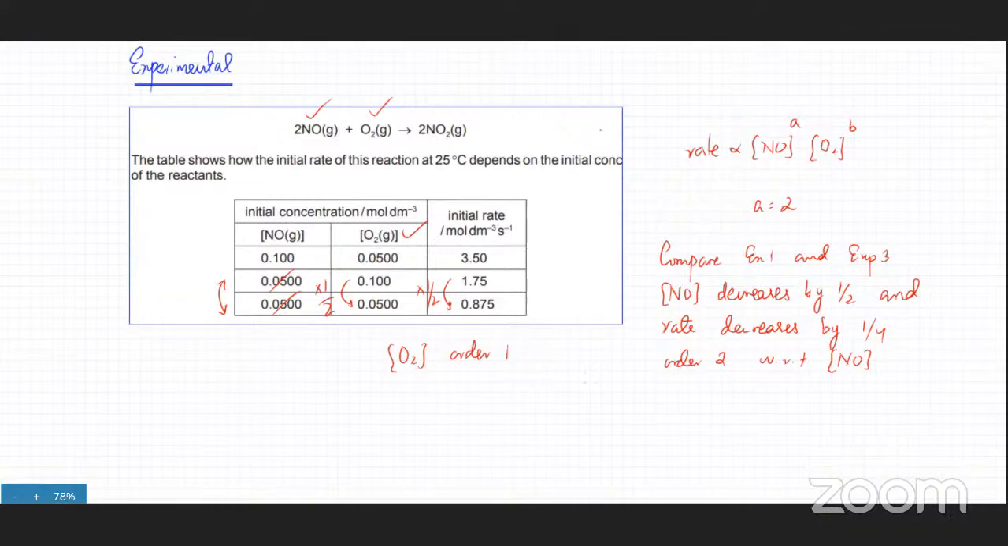But then there are certain graphs, certain tables where this is not that simple. If I can find one, just a second.